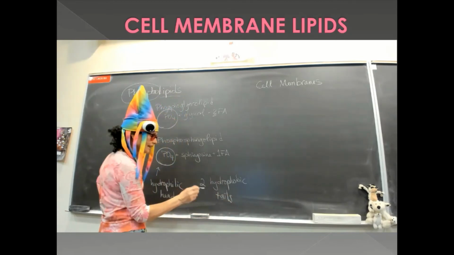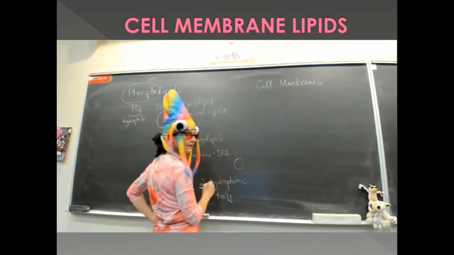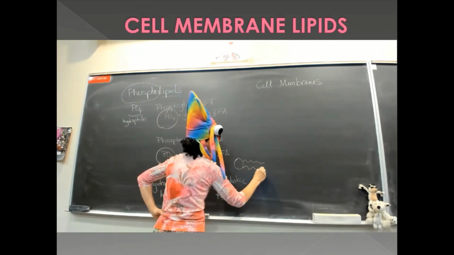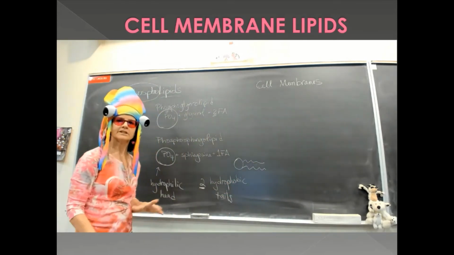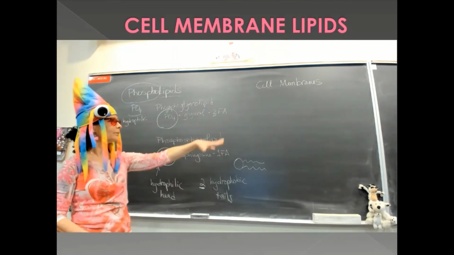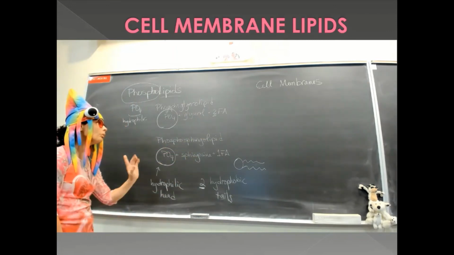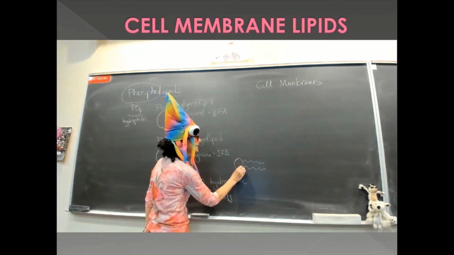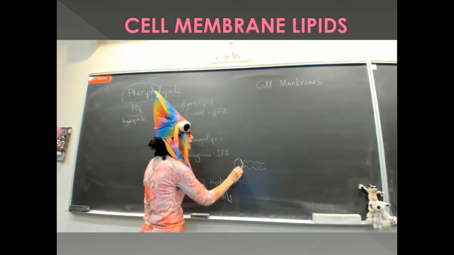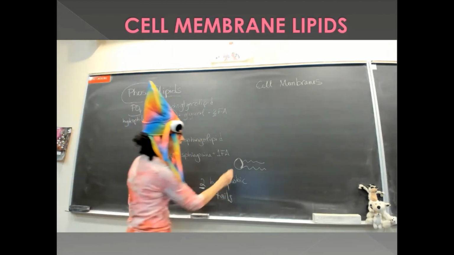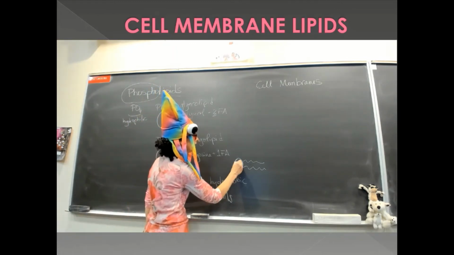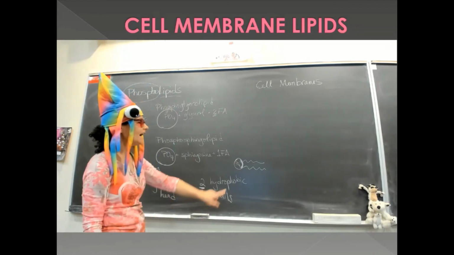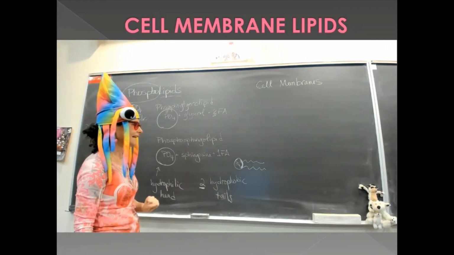So a shorthand way of showing these is you draw the head, phosphate, and then you get two tails. So we're going to eventually make it into shorthand when we get over to the cell membranes. With the glycerophospholipid, the glycerol would be right here, and the phosphate would be our head. It does have a charge. We'll see that in a moment. And then the two tails would be the fatty acids.